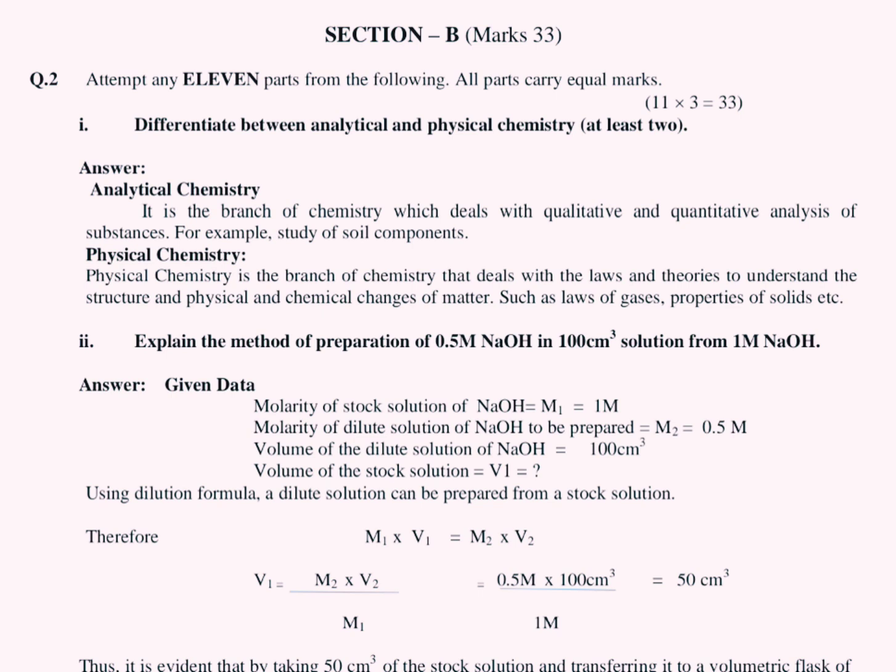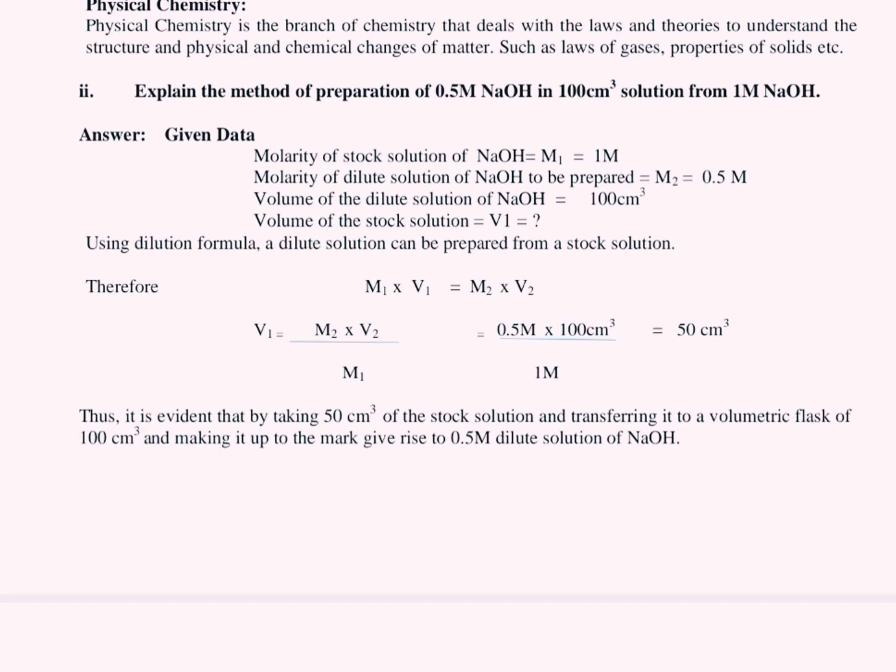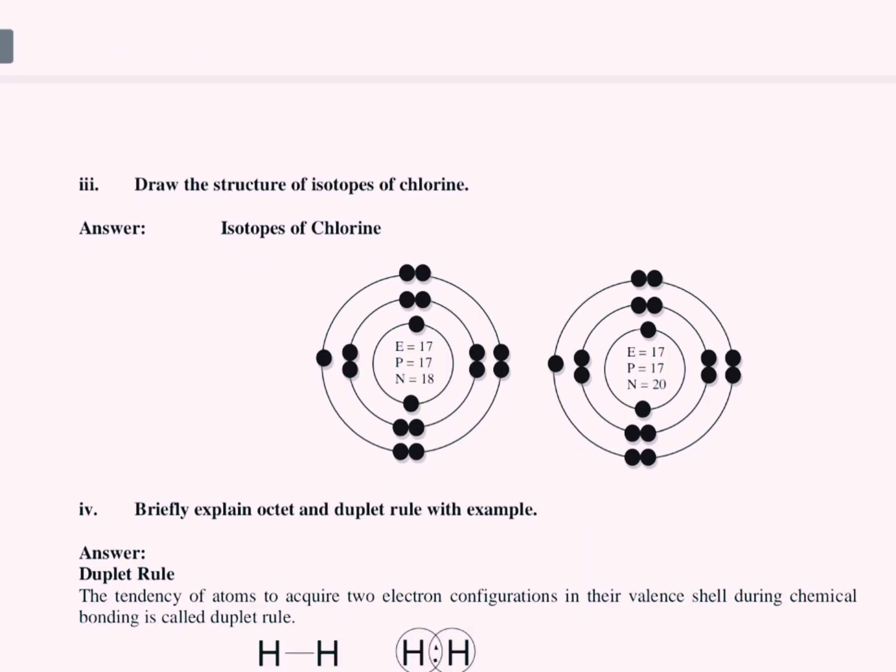Then we have a numerical here. Explain the method of preparation of 0.5 molar NaOH, 100 cm cube solution from 1 molar NaOH. So 1 molar NaOH is given, from which we have to make this. That means M1 is equal to 1 molar NaOH. Then V1 is not given, and M2 and V2 are given, and our formula is M1 V1 equal to M2 V2. So just put the values, cross multiply it, and you can get the answer.